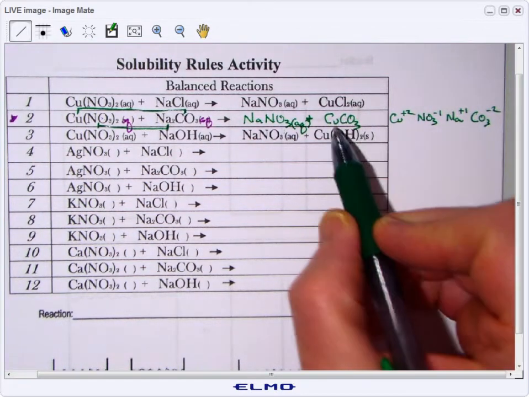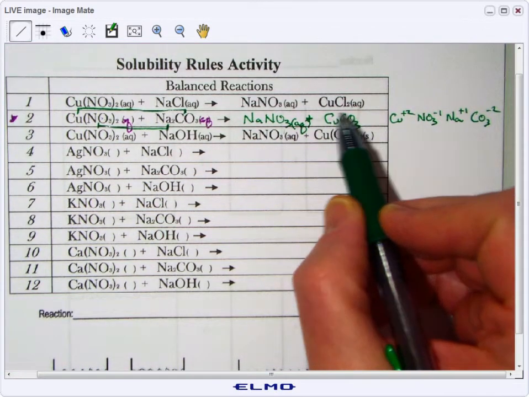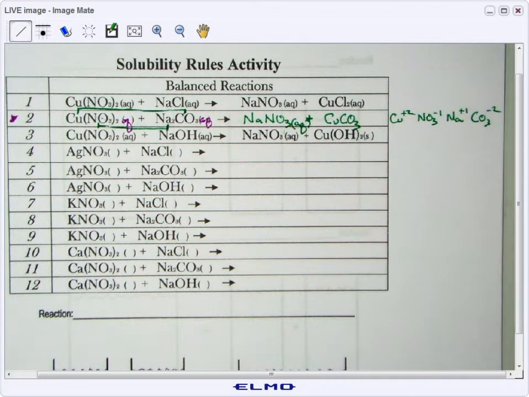Then we look for copper carbonate. We look for the second half again, the carbonate ion.